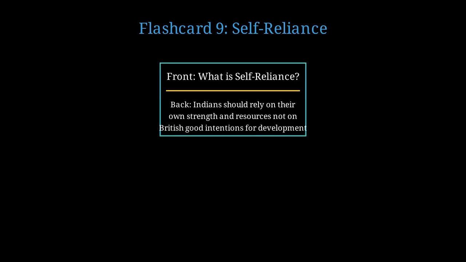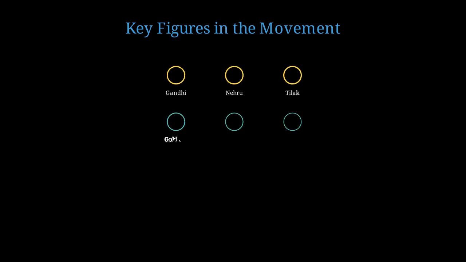Ninth flashcard. Economic independence concept. Self-reliance meant Indians should depend on their own strength and resources, not rely on British promises for their development. Important leaders who shaped India's independence struggle. Key figures included Gandhi, Nehru, Tilak, Gokhale, Bose, and Naidu, each contributing uniquely to the independence movement.